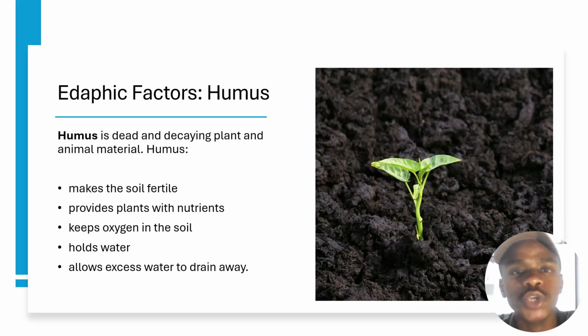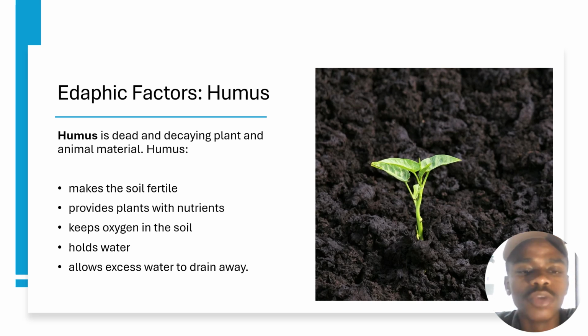We also have humus. Humus is simply the dead and decaying plant and animal material which is used to fertilize the soil and increase its ability to cater for the growth of various plants, so that they can grow and be rich in the fruits that they produce, and also for vegetables.